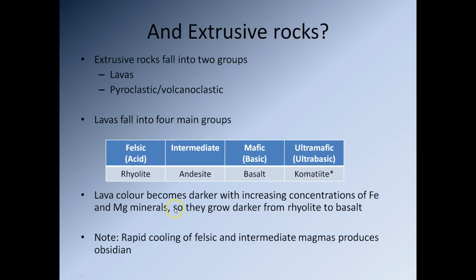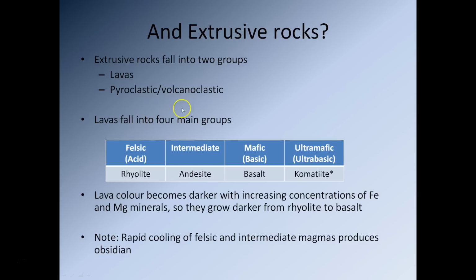Now, lava becomes darker with increasing concentrations of iron and magnesium minerals. So essentially, as you go from rhyolite to komatiite, the colour of the rocks that are produced by the magma gets darker and darker and darker. We should also note that rapid cooling of felsic and sometimes intermediate magmas can produce obsidian, which is known as volcanic glass. And so if you were to take a piece of obsidian and melt it down, it would actually have exactly the same composition as a granite or a rhyolite. So we can discuss in lab class why it has this dark colour, but we're not going to get into that now.